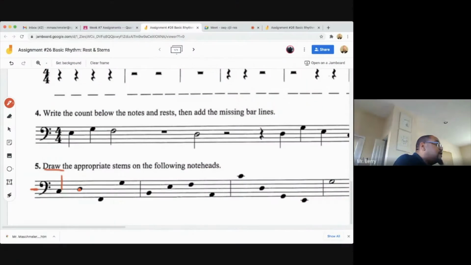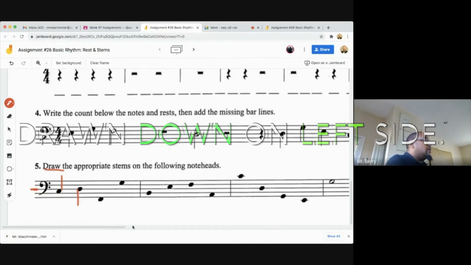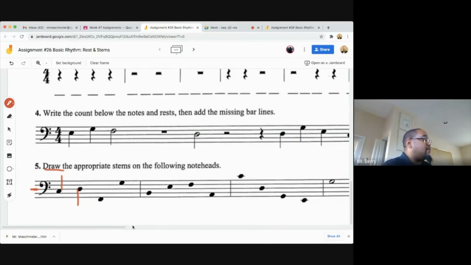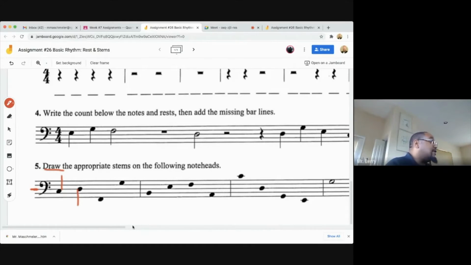It says, if the notes are on or above the third line, the stem for half notes and quarter notes are drawn downward on the left side of the note head. So he's going to draw it down on the left side of the note head, and it should resemble the letter P. For Papa. All right. So let's look at the next one.